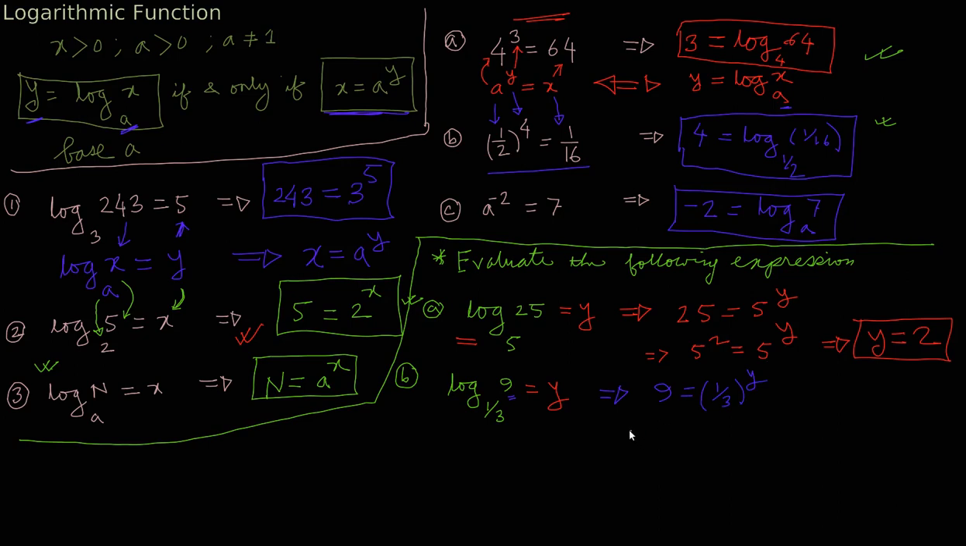So now let's see, 9 I can write as 3 square. Now 1/3 I can write as 3 power negative 1, power y. So I can write 3 square equals 3 power negative y. So I can write 2 equals negative y. So I can write y equals negative 2. So this is the expression value for this particular problem.